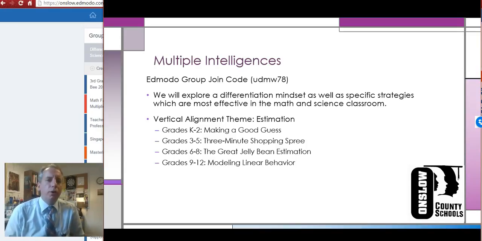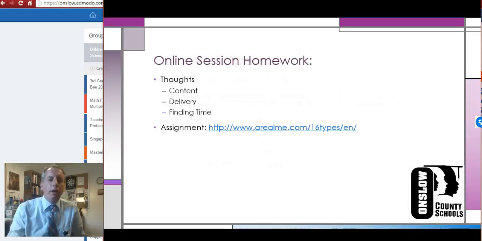So we'll go back and forth on those a little bit, but we're going to look at 4 different lessons here. Again, each one focused on a specific grade band. So in K-2, we're going to do one called Making a Good Guess, and then you can see the other 3 topics there. So let's go ahead and progress towards that.